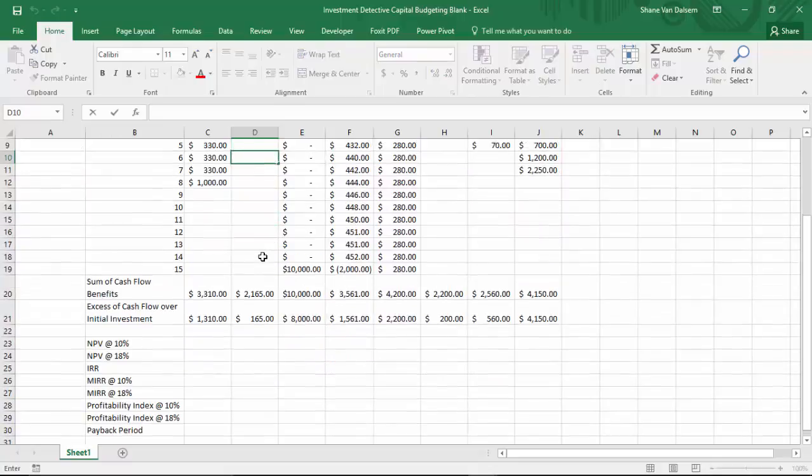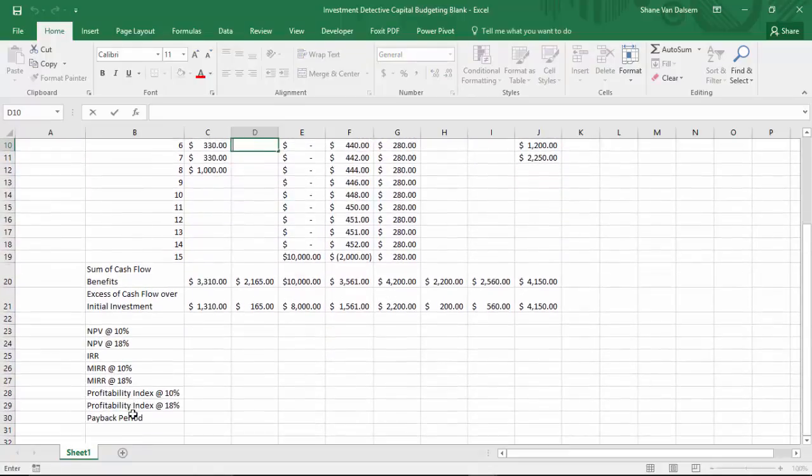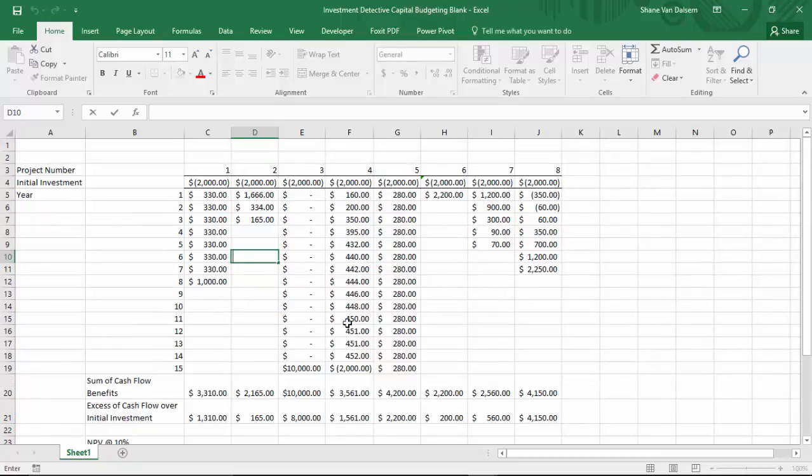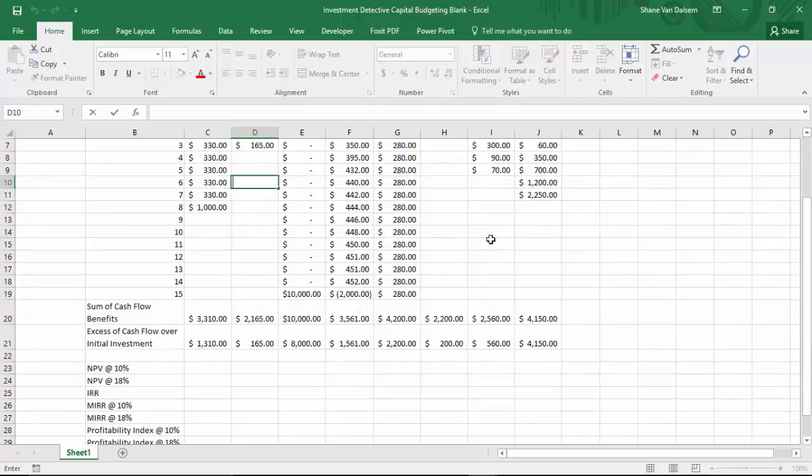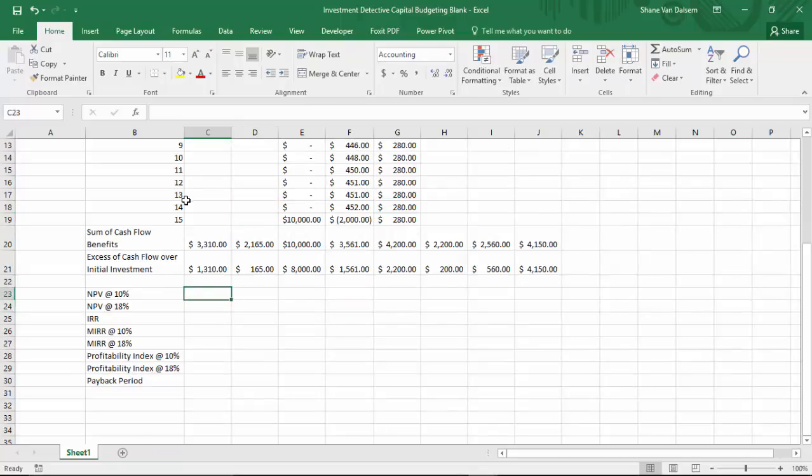And I'm going to show you how to calculate NPV, IRR, MIRR, profitability index, and the payback period for each of these projects. And then we're going to do an NPV profile for projects 7 and project 8. So you can see what that looks like in Excel, and honestly, I can do a better job of graphing in Excel than I can with paper and pencil. So to calculate NPV, let me show you the cash flows first.